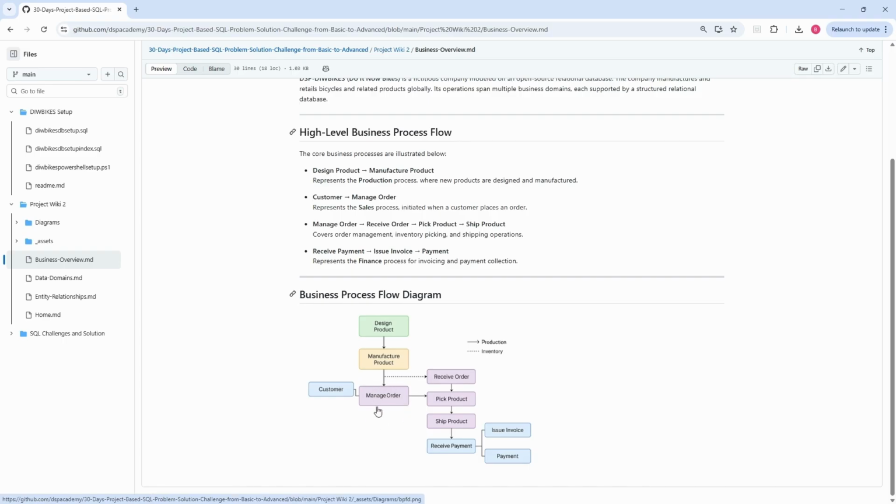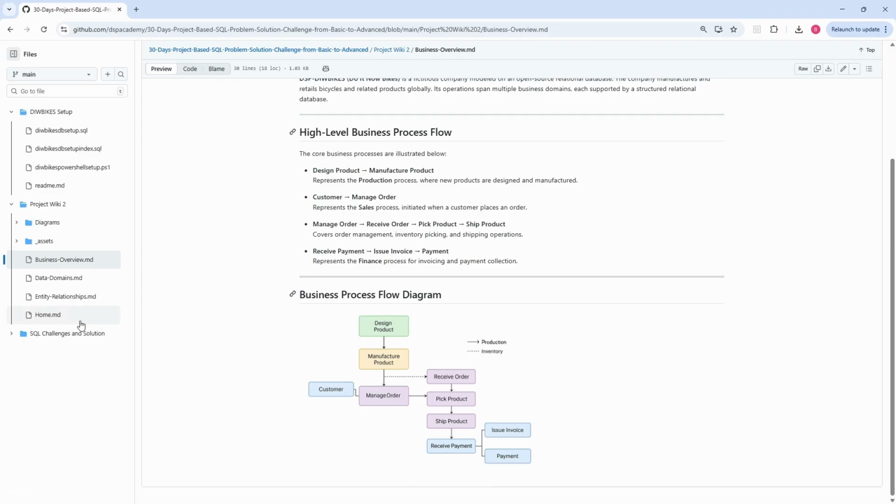And with that comes the fact that once they receive the order, they need to manage the order. Then they have the customer information. And once they manage the order, they pick up the product, ship the product, and receive payment. And this receive payment will involve invoice and payment. That's really, at a very high level, what the business is all about, and you can relate it to your organization or to any retail stores you have around.